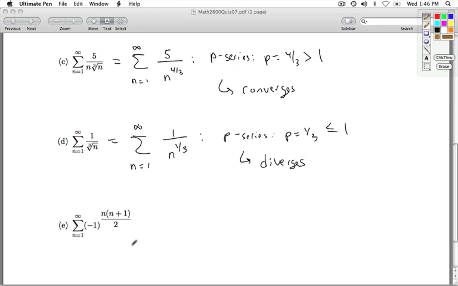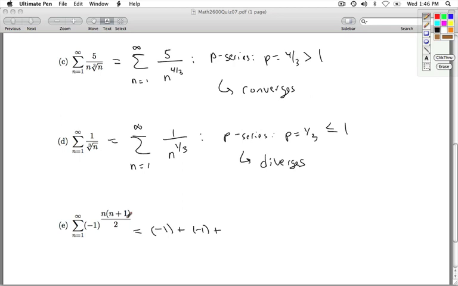And last but not least, series E, which gave people some issues. I always recommend, when in doubt, write it out. So when n equals 1, I get 1 times 2 over 2. So that's -1 to the first power, which is -1. Plus, plug in n equals 2. 2 times 3 over 2 is 3.